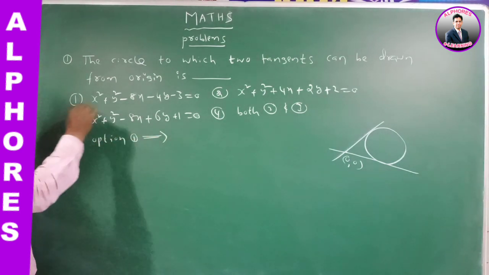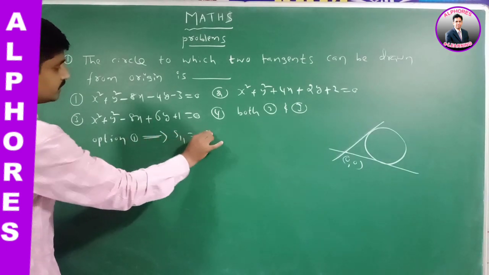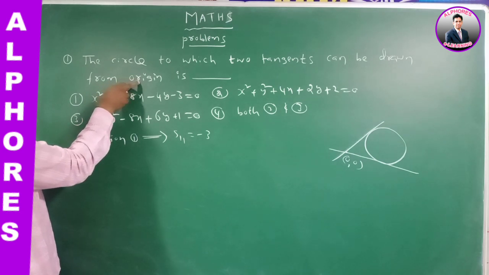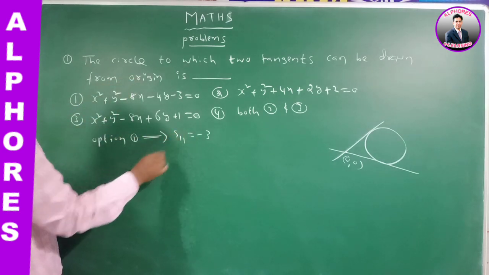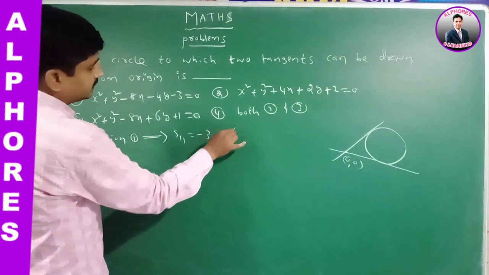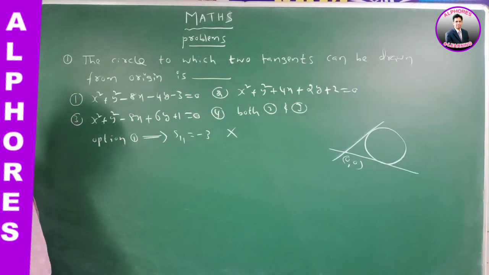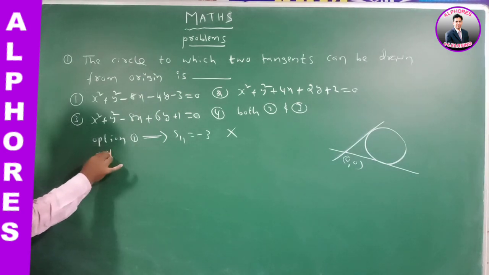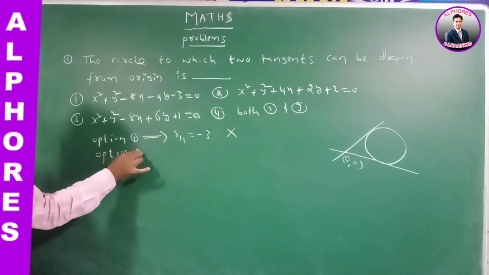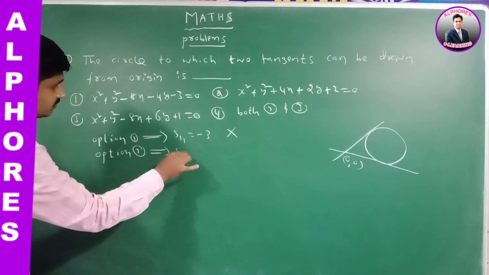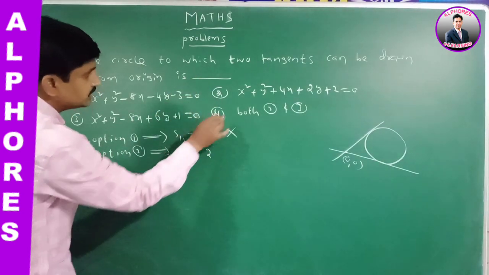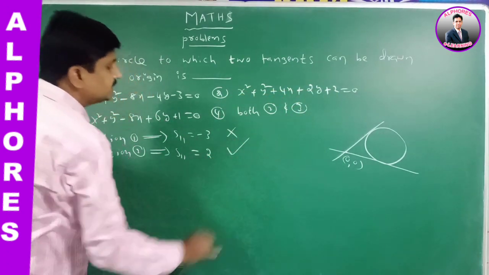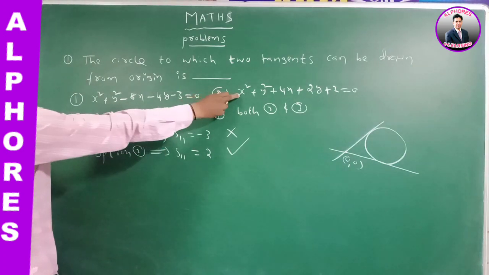Option 1, S11 value is minus 3. Here (x1, y1) means what? (0, 0). Here S11 value is minus 3, therefore this is not the correct option. S11 value must be positive. Option 2, S11 value is 2. Two tangents can be drawn from origin to this circle.